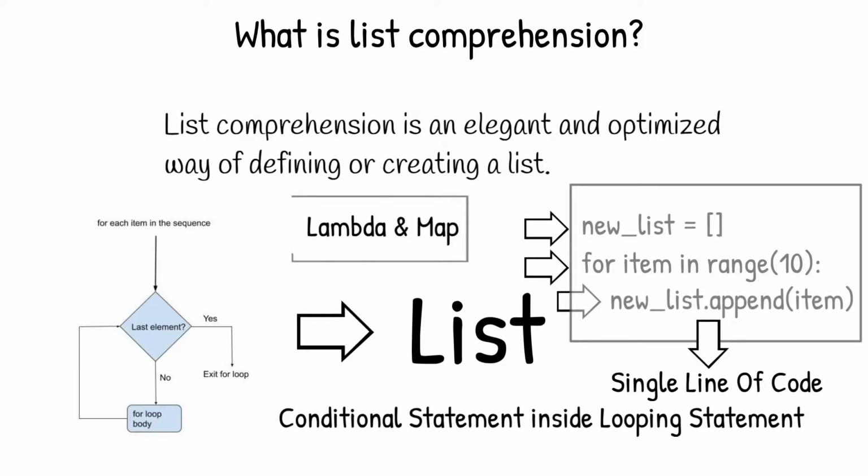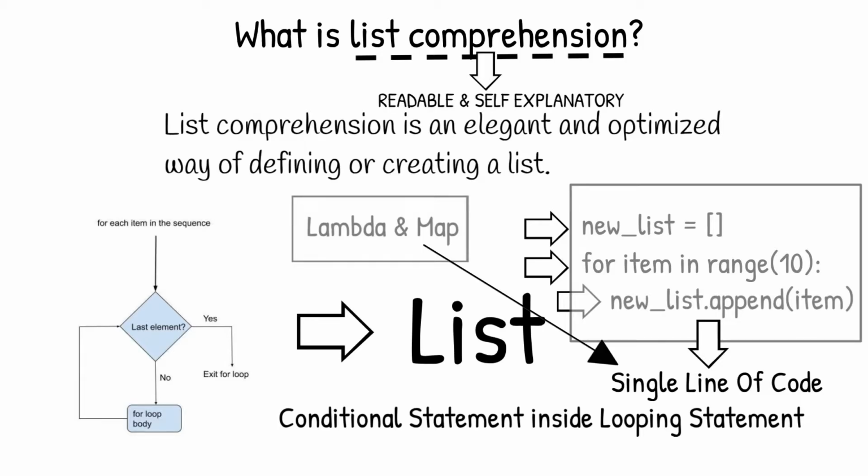Earlier, lambda and map expressions were used to implement for loops in a single line of code, but now list comprehensions are preferred. If you have a question why is it so, then a simple answer is, because of the readability aspect, the list comprehension makes the code look extremely self-explanatory, which tempts the developers to go for list comprehensions instead of lambda or map expressions.